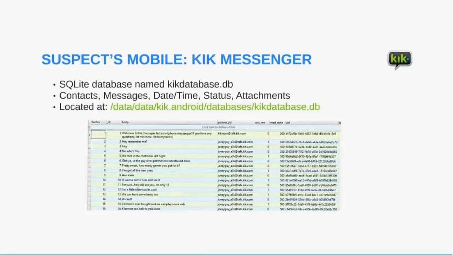So the first artifact off the mobile device that we want to talk about is Kick Messenger. Like a lot of mobile chat programs, it uses a SQLite database, which is very common for mobile databases, named kickdatabase.db. The location is listed there for the Android device, and you're able to pull off quite a few details, including contacts, messages, timestamps, as well as the status and any attachments from Kick Messenger.